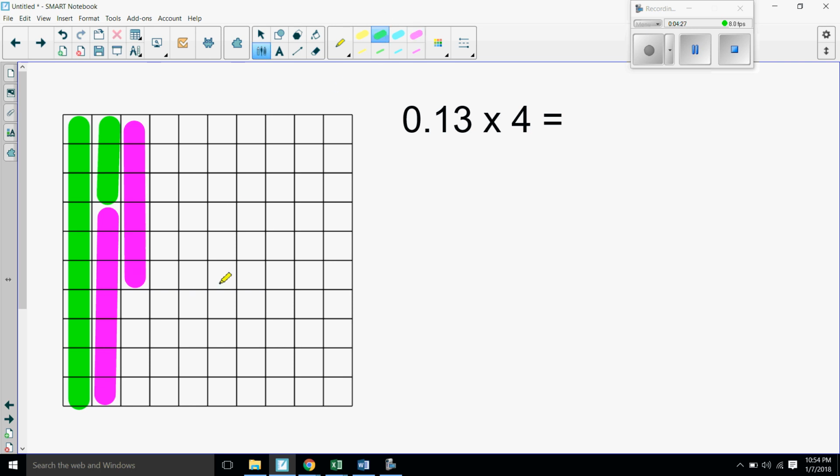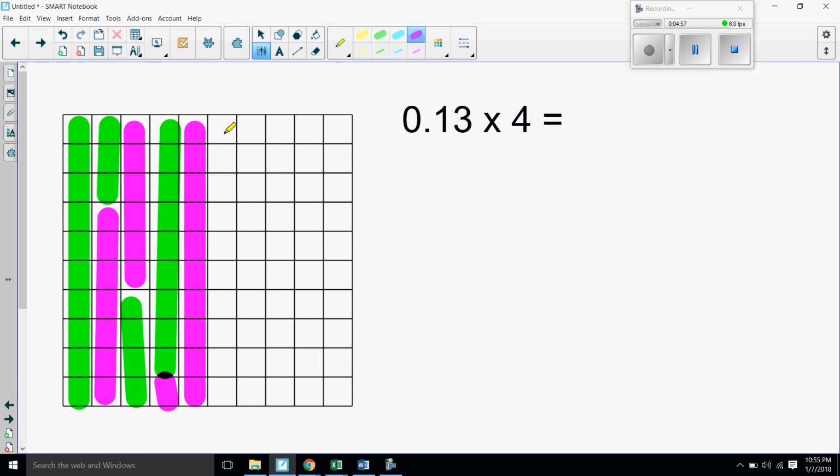Go back to my green for my third time. 1, 2, 3, 4, 5, 6, 7, 8, 9, 10, 11, 12, 13. And then finally back to purple for my last set. 1, 2, 3, 4, 5, 6, 7, 8, 9, 10, 11, 12, and 13. And then some people are going to get all confused and say, Mr. Lindy, I don't know what that is. Just count the boxes. If you don't understand it, all you have to do is count the boxes.